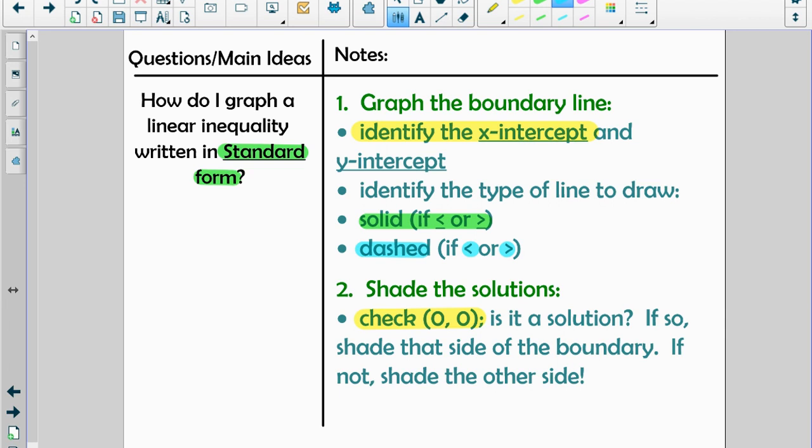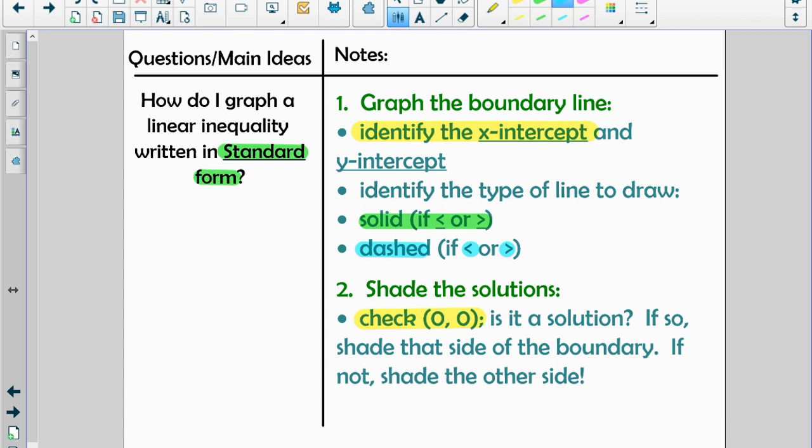Next thing we want to do is shade the half plane that contains the solutions. And when it's in standard form, we can't just use the less than shade below, greater than shade above rule. That only works when it's in slope-intercept form. When it's in standard form, it's best if we test a point. Pick one point somewhere on the graph that's on one side of the boundary line. It can't be on the boundary line. You have to pick something that's off of the boundary line.